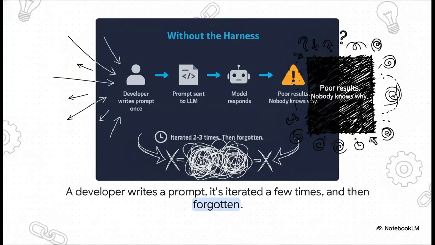Okay, this whole process probably looks super familiar, right? A dev writes a prompt, they tweak it a couple of times, it kind of works, and then it's just forgotten. It's ship it and forget it. But then, when performance tanks or you start getting these bizarre results, suddenly nobody knows why. It's become this black box right in the middle of your own system.